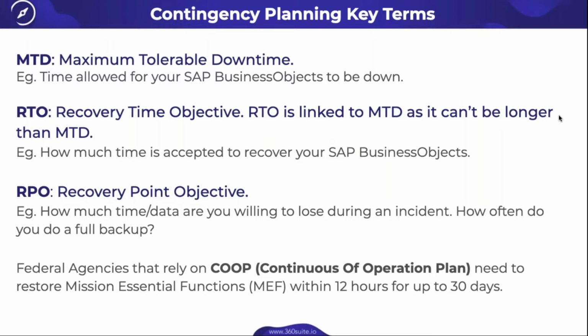And recovery point objective, or RPO. How much data are you willing to lose during an incident? How often do you do a full backup? For COOP, continuous operations plan, need to restore mission essential functions within 12 hours for up to 30 days.